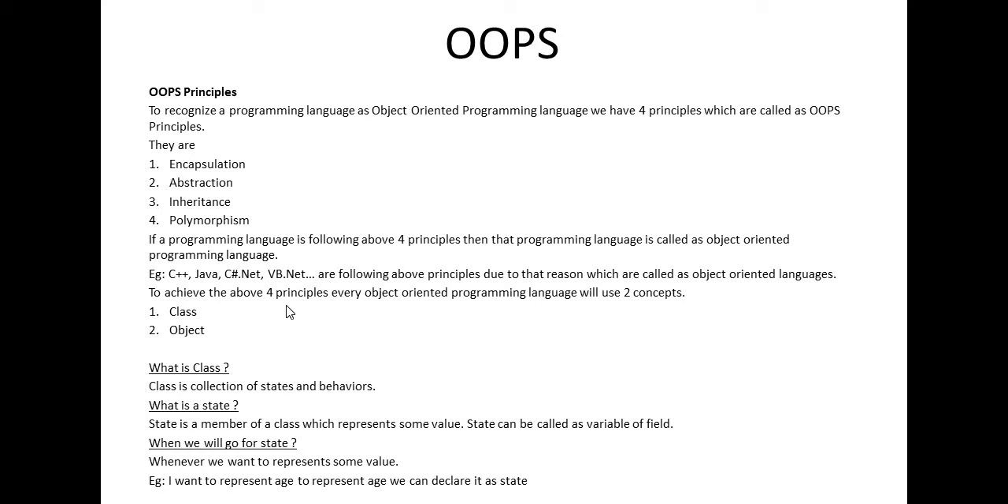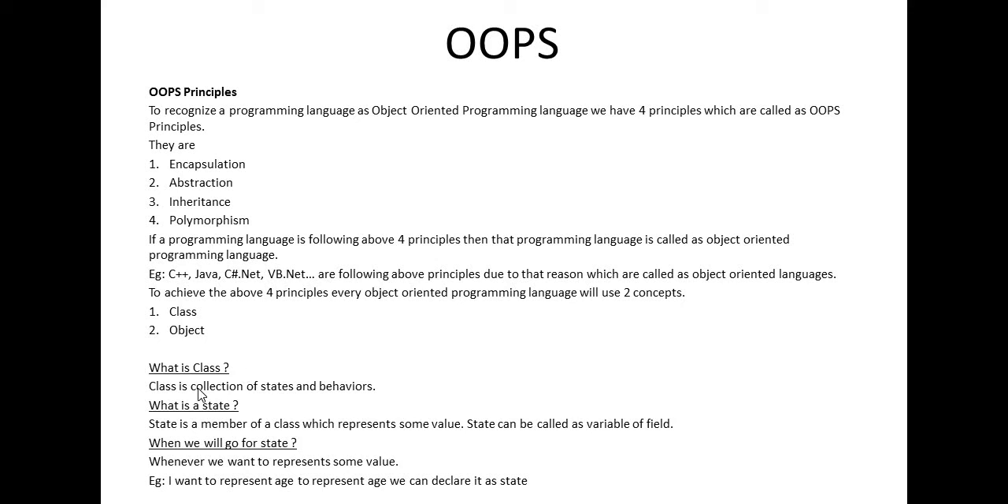To achieve the above four principles, every object oriented programming language uses two concepts, those are class and object. To achieve these principles, encapsulation, abstraction, inheritance and polymorphism, we have to use these two concepts, called class and object.